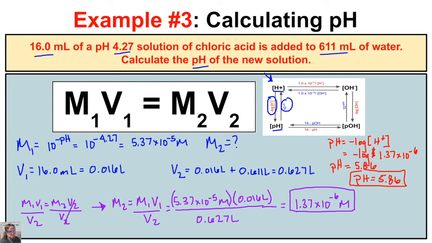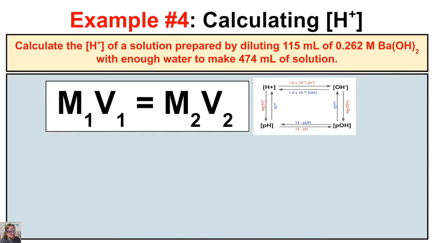Let's take a look at one final example. In this last example, it says to calculate the H+ concentration of a solution prepared by diluting 115 milliliters of 0.262 molar barium hydroxide with enough water to make 474 milliliters of solution. So there's a lot going on here. And so if we take a look here, it looks like the volume of our concentrated solution is going to be 115 milliliters. The molarity of our concentrated solution is going to be 0.262 moles per liter of barium hydroxide.